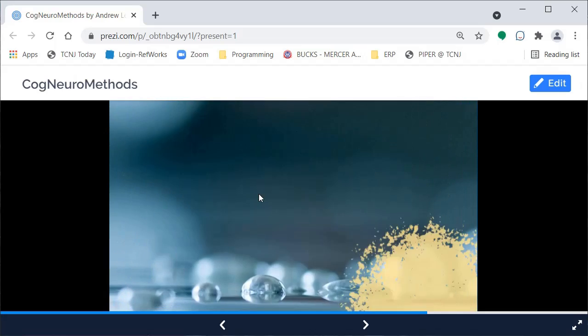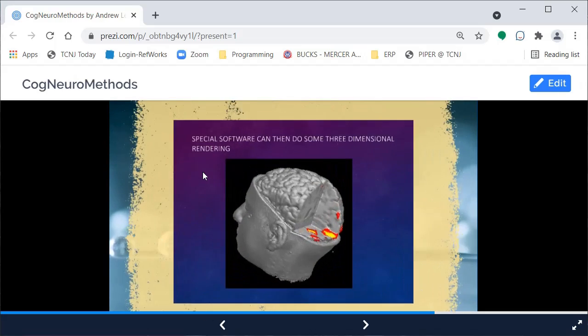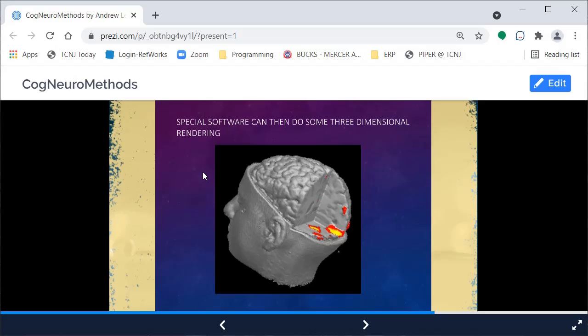That information is then overlaid on top of the person's structural image to create the final scan. So here are some MRI images of different participants. You can see a subject number in the upper left-hand corner of each image. In each case, the visual areas are active because that's a common thing to have happening in this particular task. Special software will then do some rendering, take the voxel information and overlay it on the structural map.